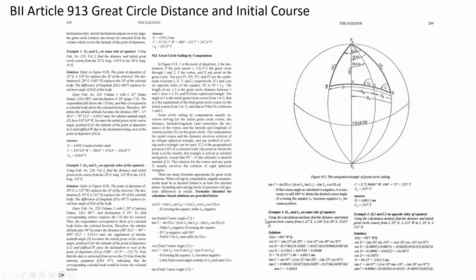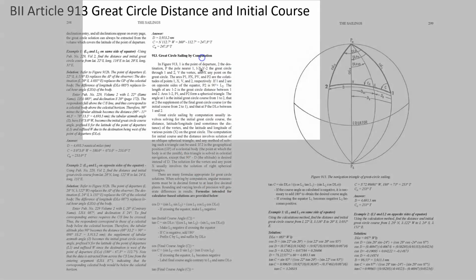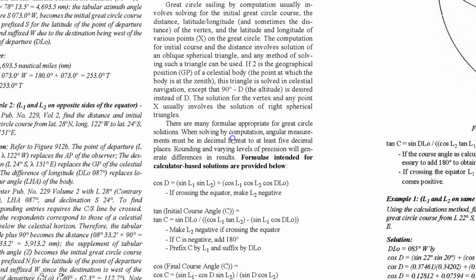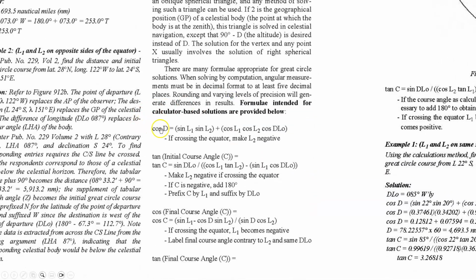Okay, now that ends section 902 and 903. Now what I'm going to do is talk to you for a few minutes and introduce to you Great Circle, these two pages. So we jump to 913, okay? And this is the section on Great Circle sailing by computation. So let me just zoom in here for a second. All right, so here we are, Great Circle by computation, and you probably want to read this little section here, but then we get down here and there are these formulas.